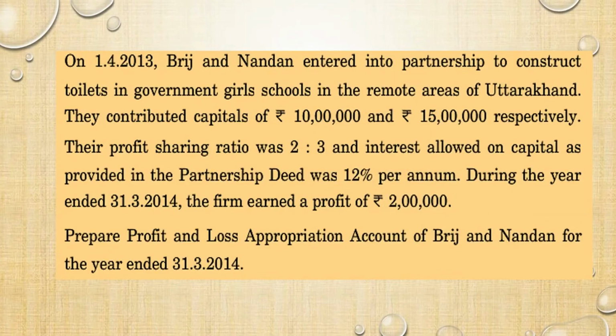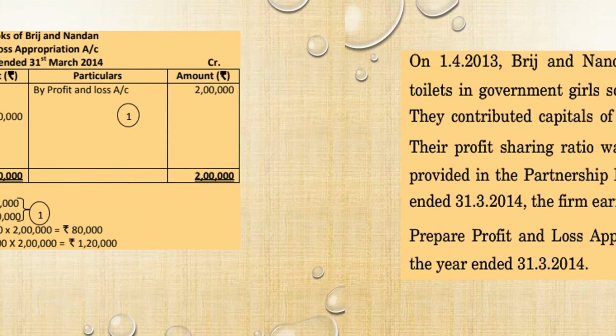So this is the question. On 1st April 2013, Brij and Nandan entered into partnership to construct toilets in government girls' school in the remote areas of Uttarakhand. They contributed capitals of 10 lakh and rupees 15 lakh respectively. Their profit sharing ratio was 2:3 and interest allowed on capital as provided in the partnership deed was 12% per annum. During the year ended 31st March 2014, the firm earned a profit of 2 lakh rupees. There is profit, okay? Now prepare profit and loss appropriation account of Brij and Nandan.